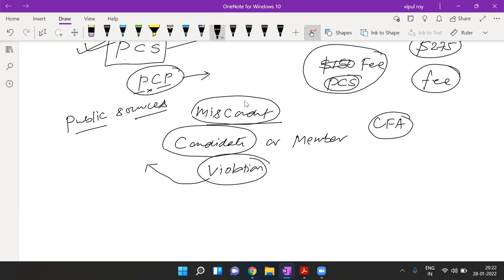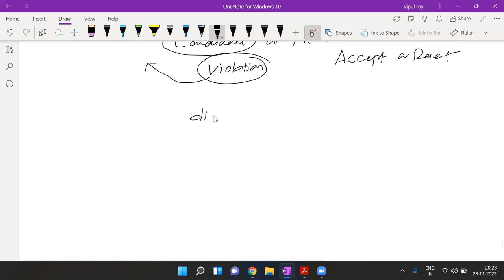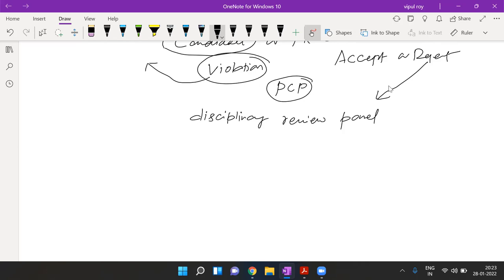Now, whatever the outcome of your Professional Conduct Program inquiry, as a member or as a candidate, you have a right to accept or reject the decision. So if you decide that, okay, a sanction has been imposed on me and I am not ready to accept it, so I am rejecting it, in that case what happens? You can reject the sanction and then the matter goes to the Disciplinary Review Panel for a hearing.